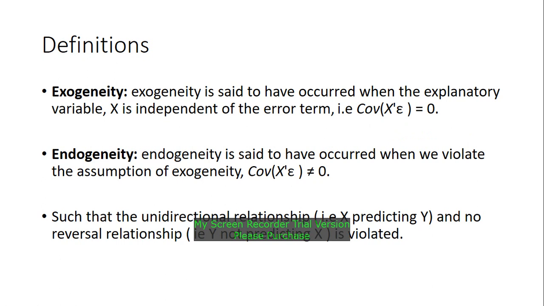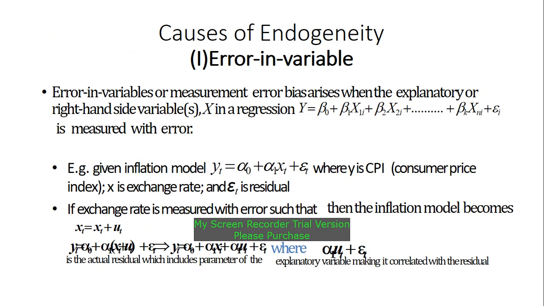Let's continue our tutorial. Now, in this slide, we are going to look at some of the causes of endogeneity. One major cause of endogeneity is error in variable. When we say error in variable, it's when the explanatory variable, that's x, in a regression model, this is our multiple linear regression, is measured with error. So when we have some error in our explanatory variable, then it means that we have error in variable. So this is a cause of endogeneity.